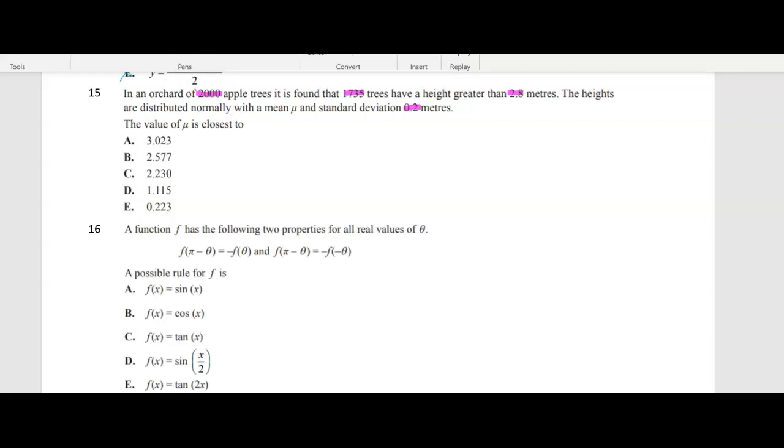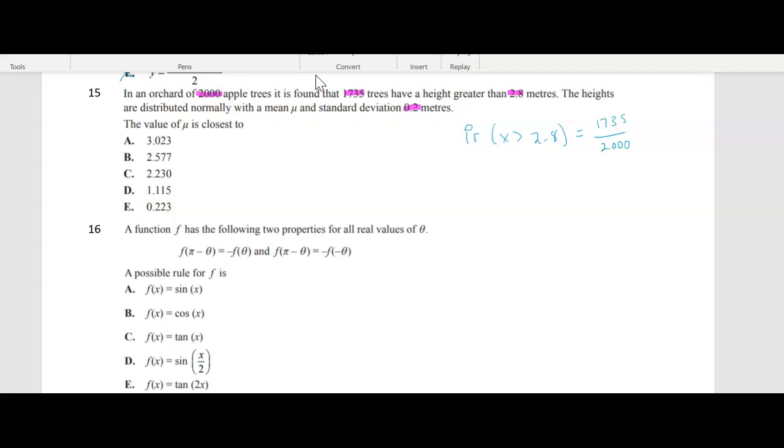All right, so let's have a look at the probability, the proportion. So x is greater than 2.8. It doesn't matter with normal distribution whether it's equal to or not. Is 1735 over 2000.